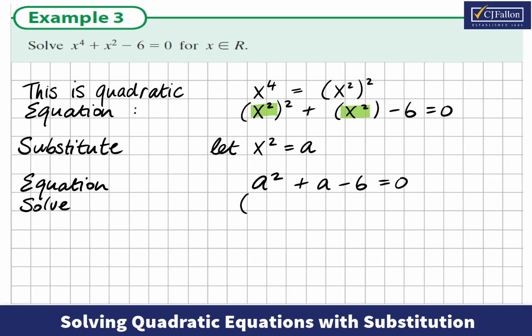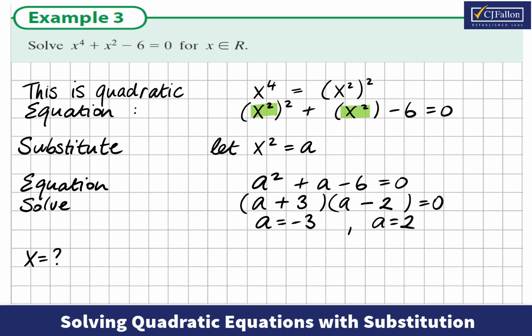So to solve, we'll factorize it first. This is a fairly trivial one to factorize. So the factors of a squared are a, and the factors of minus 6 that add up to 1 would be plus 3 and minus 2. So there's the factors. The solutions are a equals minus 3 or negative 3 and a equals 2.